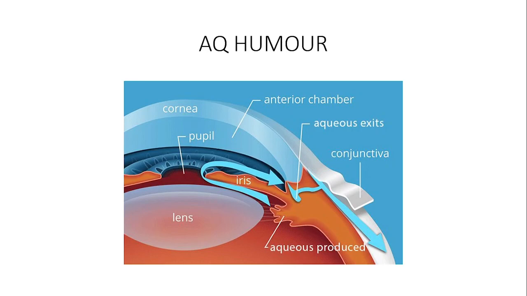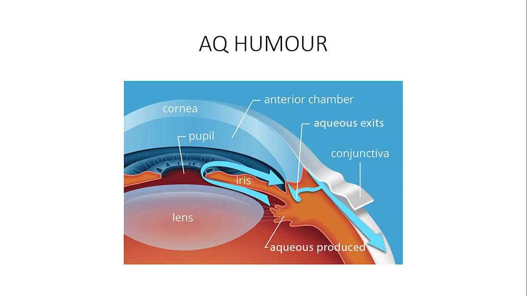Alright, so let's talk about functions of the aqueous humor. Why should the aqueous humor be there? What are the functions? For your information, it keeps the eyeball intact. It gives structure, maintains the volume of the eyeball and also provides intraocular pressure. Alright, so that's what the aqueous humor does.